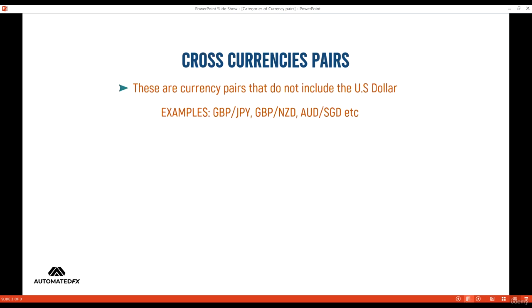So these are them, and that's it for this lecture, just to enlighten you more about the categories of currency pairs. To recap, we have the major currency pairs and then the cross pairs. The major currency pairs are currency pairs with the US dollar in them, just like GBP/USD or EUR/USD. Then we have the cross pairs, which are pairs without the US dollar in them, like the ones you can see on your screen right now.